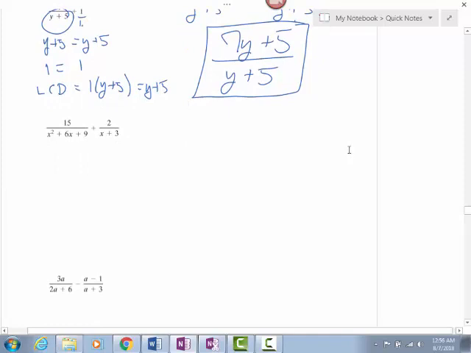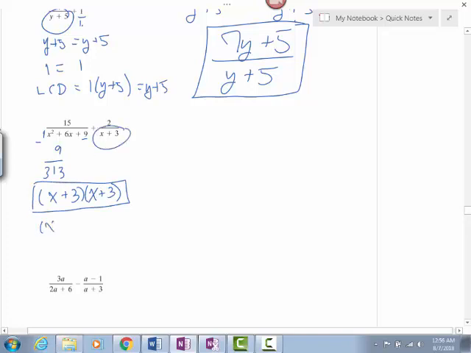So let's take a look at this next problem. Okay, so we're going to have to do a little factoring here, but again, if you notice, since that number is a 1, we can go ahead and use our shortcut. So 1 times 9, I know is 9. What two numbers multiply to 9 and add up to 6? 3 and 3. So that's going to give me x plus 3 and x plus 3. There's my first factor. Second denominator is just an x plus 3. There's only one of them.